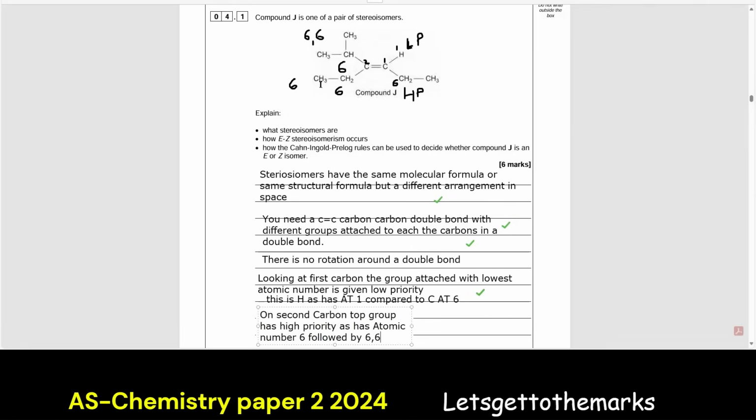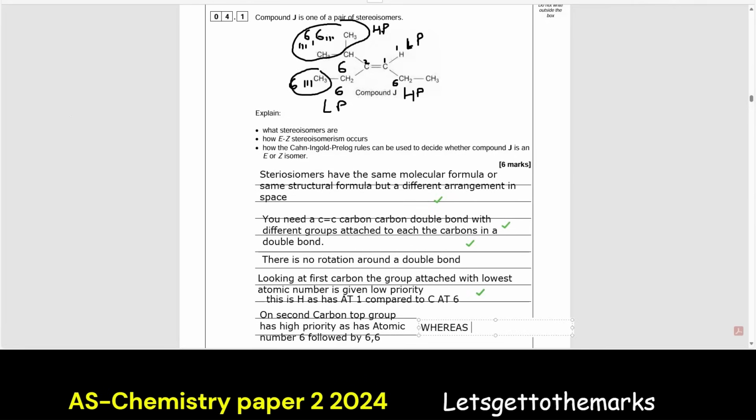It's got 6, 1, 1, but then it has 6, 1, 1, 1. So this has got a total, you could say, of 9, and this has got 6, 1, 1, 6, 1, 1. That's got a total of like 18 attached when you move to the second group attached to that carbon. So we're going to give this high priority and this one low priority. So on the second carbon, top group is high priority, as it has atomic number 6 followed by 6, 6.